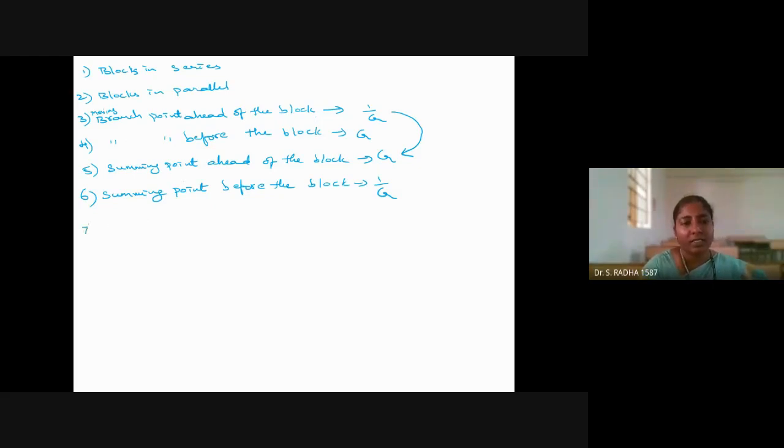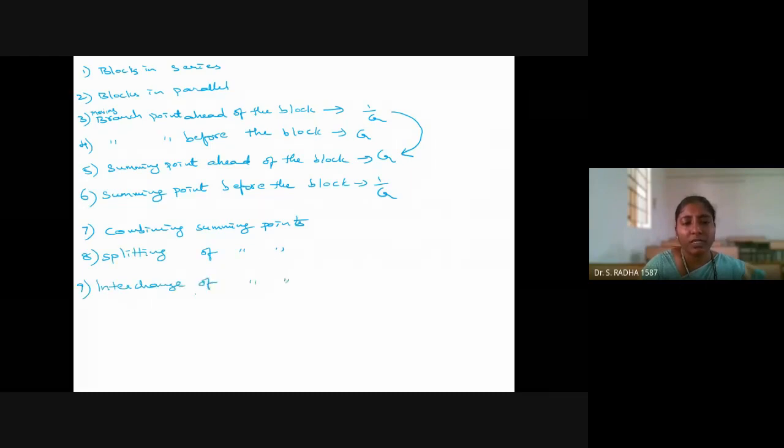Seventh one, what I will do, combining summing points. This is easy to remember, this order. Eighth one, splitting of summing points. Ninth one, interchange of summing points. Last one, removing the feedback.